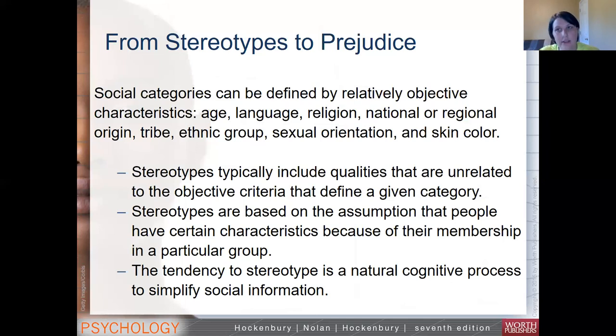Now, this is a natural thing that we do. It's a natural categorization that we do. And like I said, it's not necessarily a bad thing or a good thing. I'm just saying that this is a natural cognitive process that we use in order to streamline information.